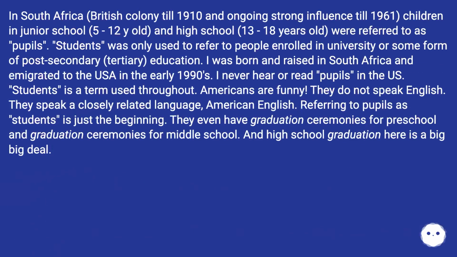In South Africa, British colony till 1910 and ongoing strong influence till 1961, children in junior school, 5 to 12 years old, and high school, 13 to 18 years old, were referred to as pupils. Students was only used to refer to people enrolled in university or some form of post-secondary, tertiary, education. I was born and raised in South Africa and emigrated to the USA in the early 1990s. I never hear or read pupils in the US. Students is a term used throughout.